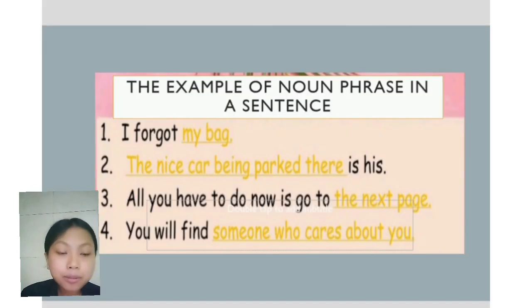And for the last examples here, I attach examples of noun phrases in a sentence. The first one, I forgot my bag. So the noun phrase here is my bag. The second one, the nice car being parked there is his. So the noun phrase here is the nice car being parked there. The third one, all you have to do now is go to the next page. So the noun phrase here is the next page. And the last one, you will find someone who cares about you, and the noun phrase is someone who cares about you.